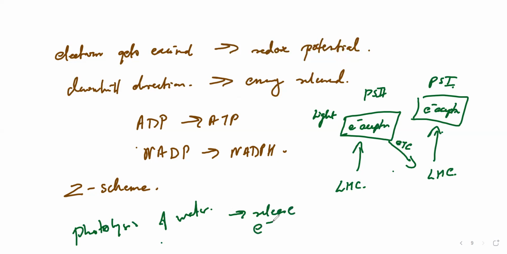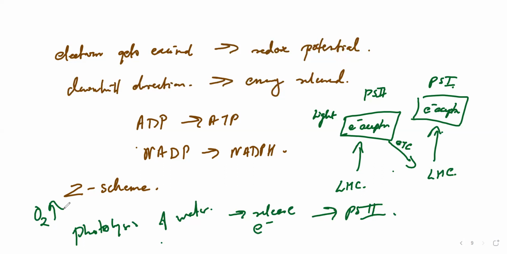And in turn, to whom will it provide? To the PS2 for the further reaction. And also, because it's a photosynthesis process, oxygen is also released. So this is called what? The electron transport system.